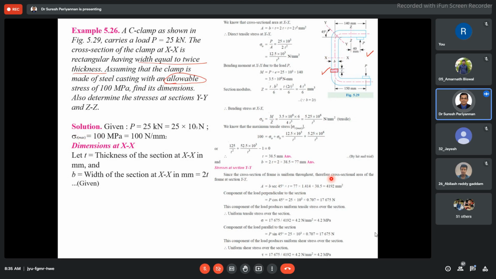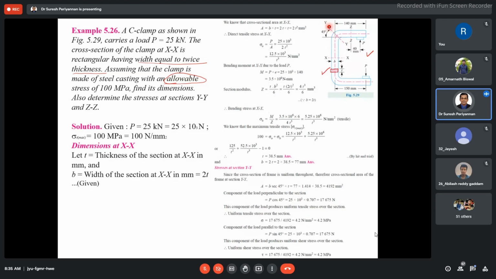Here the b is already given; we already found it, 77 mm. So 1 by cos 45 into t: 77 into 1.414 into 38.5. Finally we get the cross sectional area as 4192 mm square. Similarly, the component of load perpendicular to the section. See here also, the load is going to have two components. In this cross section, we would like to find what the load is.